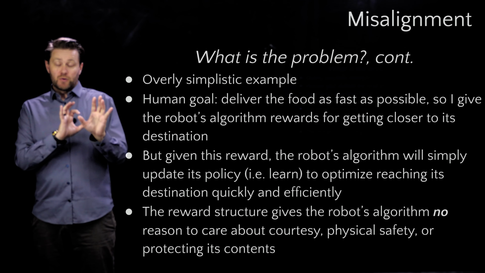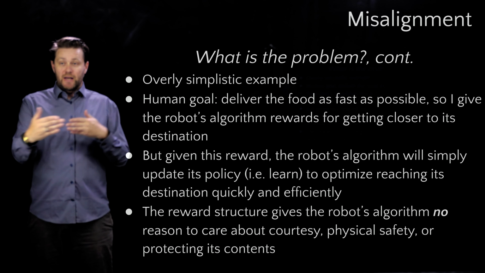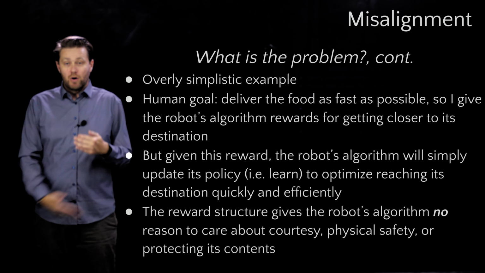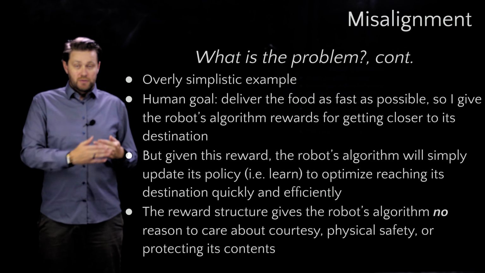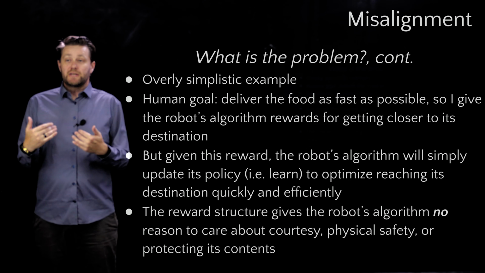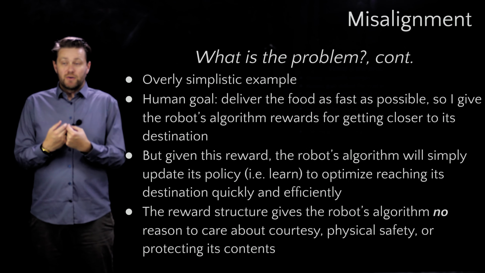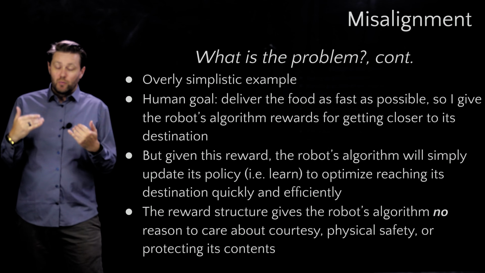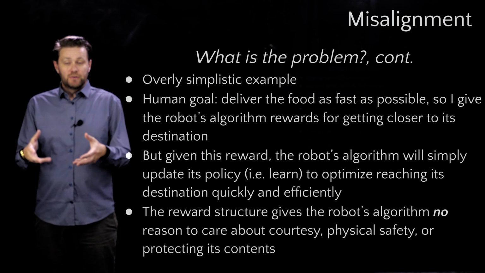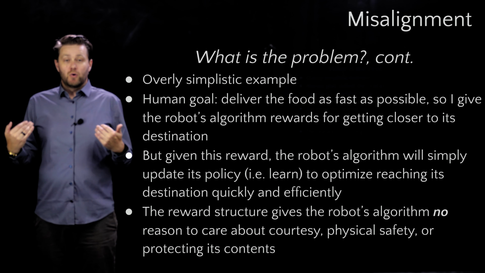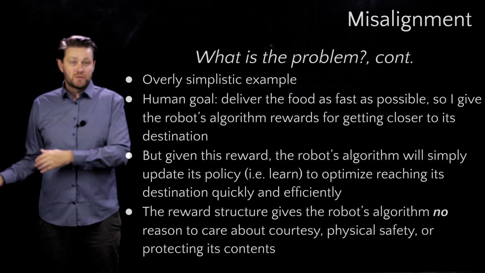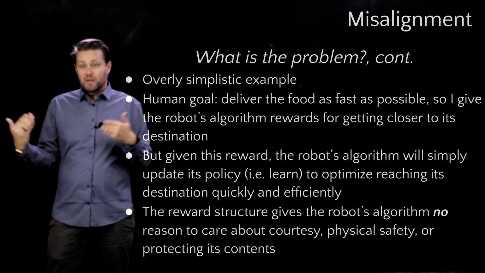So it doesn't wait for the red light, it just darts right across the street and everybody has to slam on their brakes. It gives the robot no reason to care about physical safety, right? It might mow over somebody's toes because it's quicker to do that, to get to its destination. And it also gives the robot no reason to care about protecting its contents, right? So obviously, common sense, we know that the point of getting the food there quickly is so the food can be delivered intact and enjoyed. But the robot has been given no reason to care about protecting the contents. It can jostle it around, anything that gets it there quicker is what it wants to do.